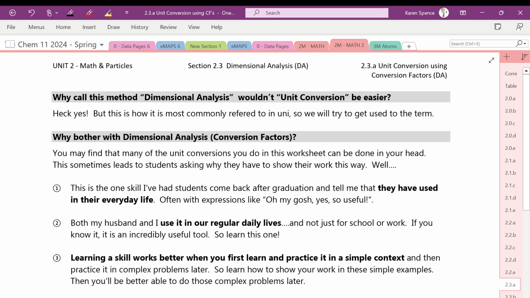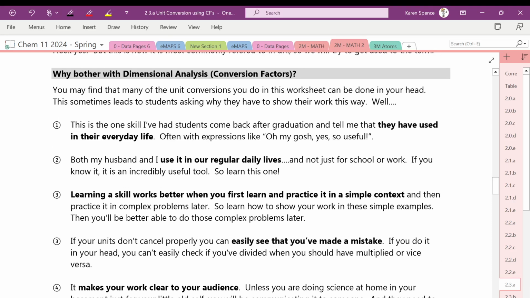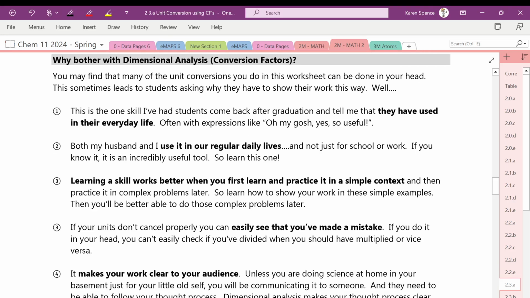Literally, I have had students come back after graduation and tell me they have used it in their everyday life, right? I had someone who was training for races and they were using it to convert their times and things like that. Okay. My husband and I, we both use it in our daily lives, not just for school or work. If you know it, it is an incredibly useful tool.